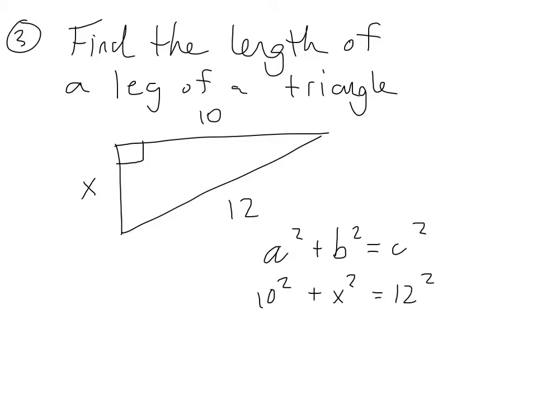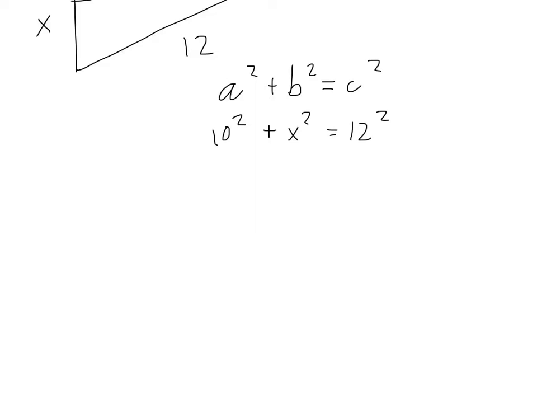So now we have to solve this equation. 10 squared would get you 100, plus x squared, equals 12 squared, which is 144. So we have an equation, and we're still solving for x. How do I do that? Well, I have 100 here plus x squared, so I have to get rid of the 100 and get rid of that squared in order for x to be by itself. So we're going to do, like when we learned in solving equations, the opposite of order of operations.